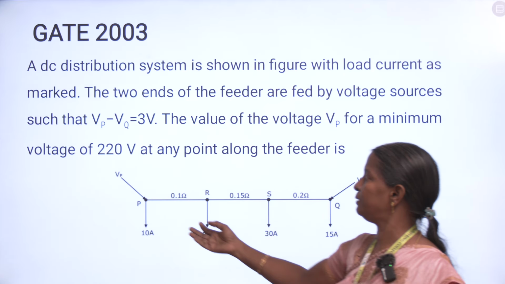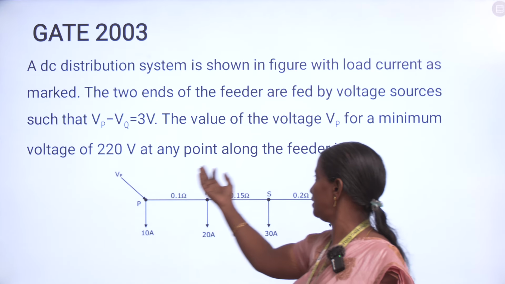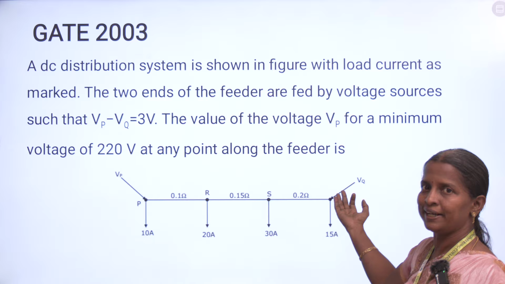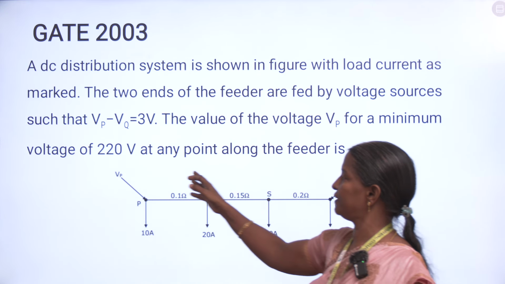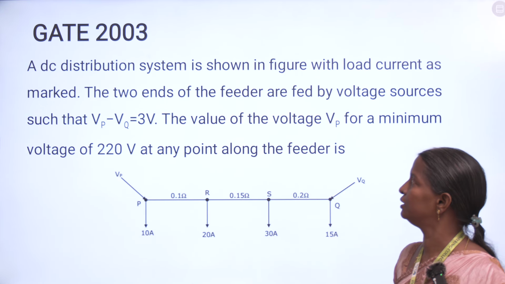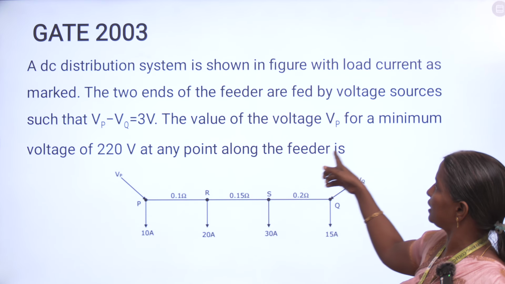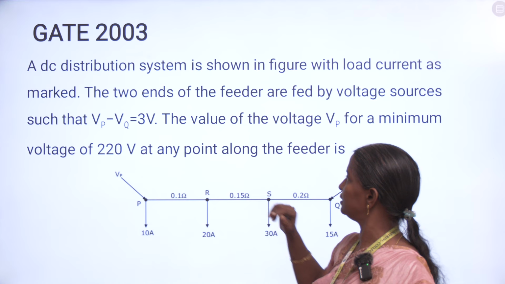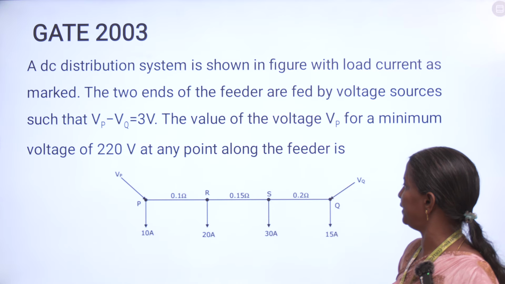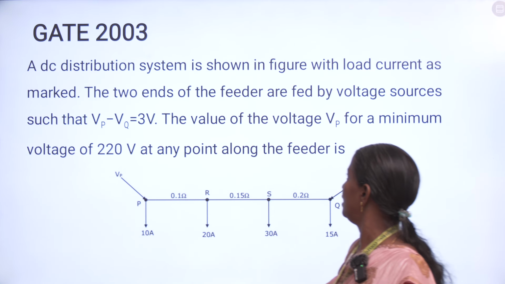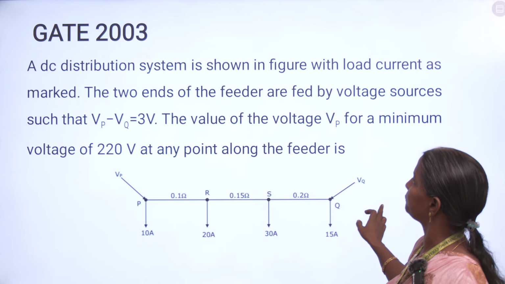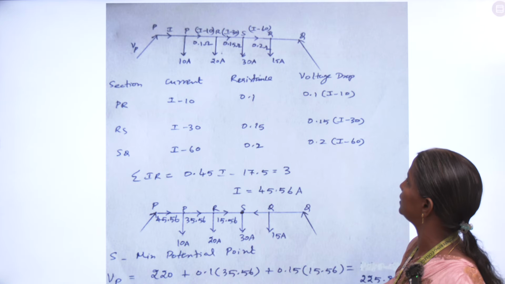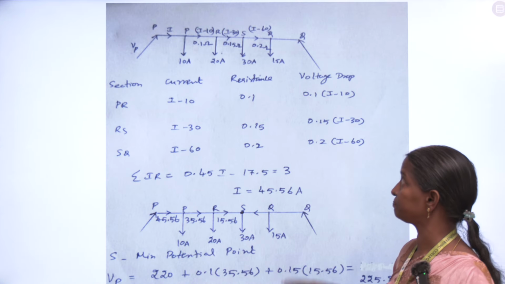The voltages Vp and Vq are not given. It may be 200 and then it may be 197, like that. So if you subtract, we will get the 3 volt. Find the value of the voltage Vp for a minimum voltage of 220. That is, I have to get the voltage at point P such that the minimum voltage along the feeder line is 220. Let us see how to solve the problem.